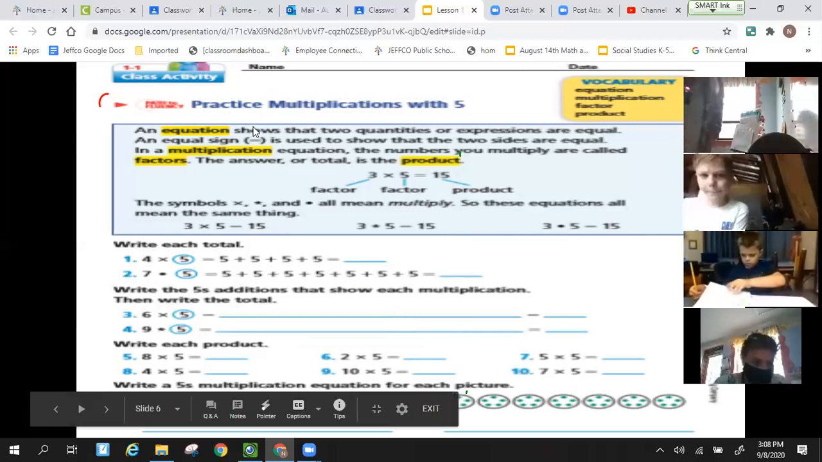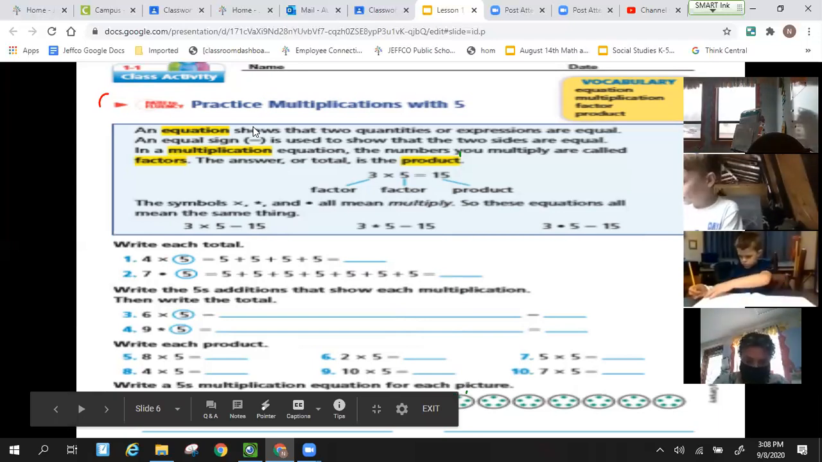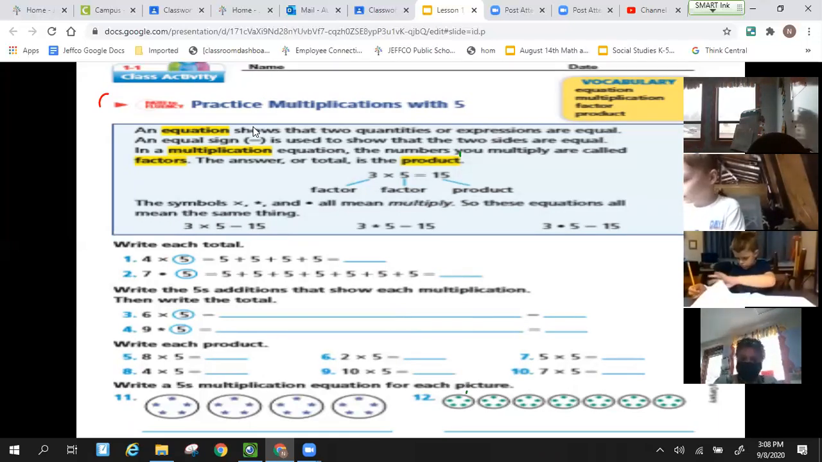All right, so just follow along with me. An equation shows that, this is what I was just talking about, I love it. An equation shows that 2 quantities or expressions are equal.